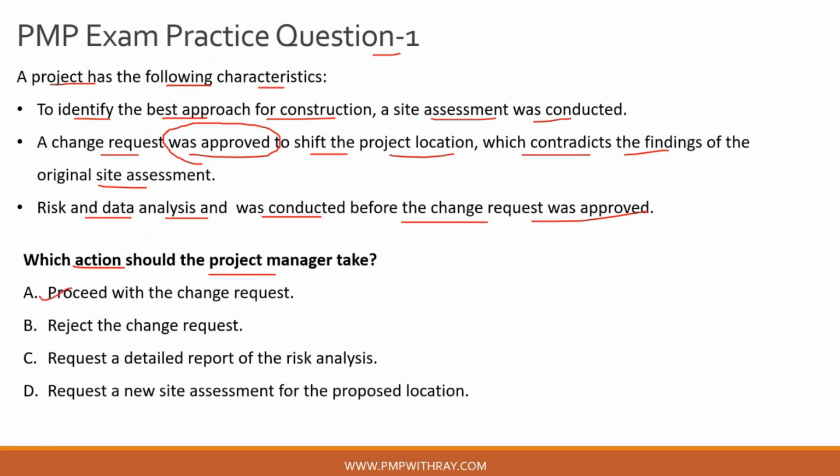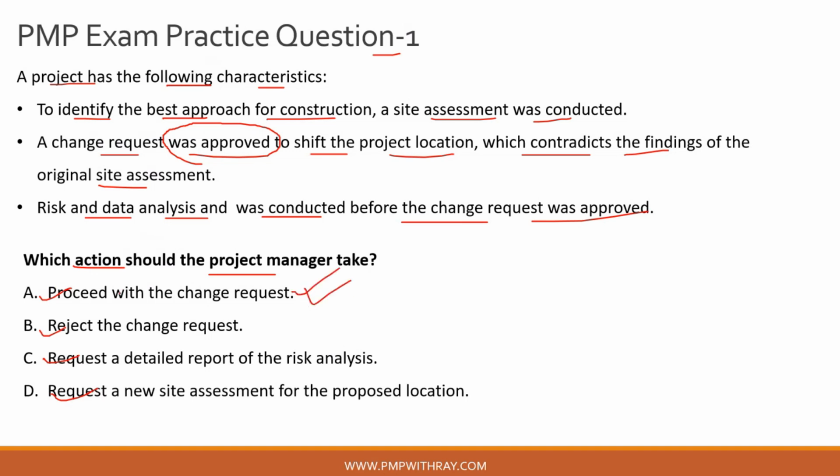So the question is, which action should the project manager take? Option A, proceed with the change request. Option B, reject the change request. Option C, request a detailed report of the risk analysis. Option D, request a new site assessment for the proposed location. Mind here, guys, that whenever there is a change request which has been approved, it is approved by your project sponsor. We can take that as a valid assumption. It has been approved by the PMO and has gone through a proper change management process. So as a project manager, whatever you personally think about the change of location doesn't matter, because since the change request is now approved, you should proceed with its implementation.